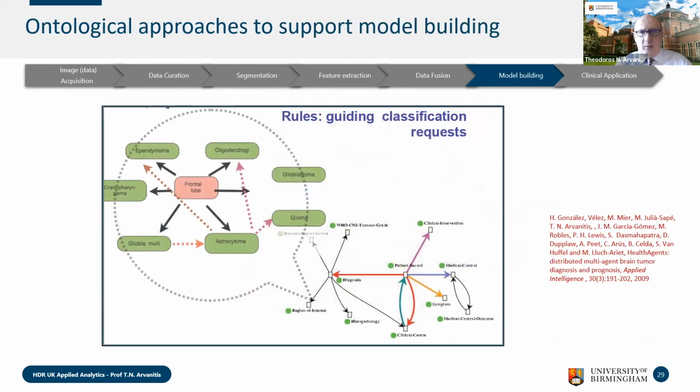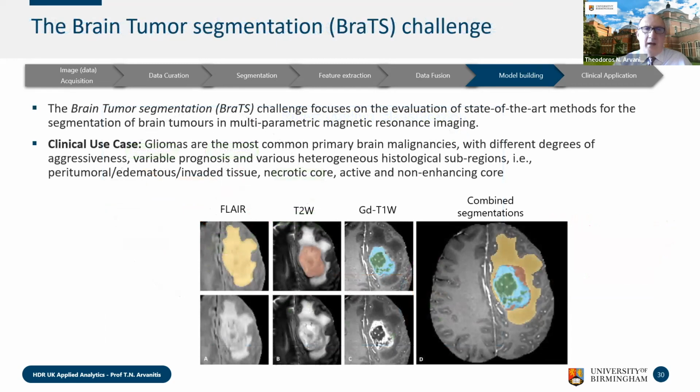This is something that we have been discussing also in the context of HDR UK in other examples. And some of that work was also having interesting guiding classification requests and rules based on the understanding of the knowledge of the domain. So we have been using some other interesting approaches that were helping us to do supervised federated learning in a particular way.